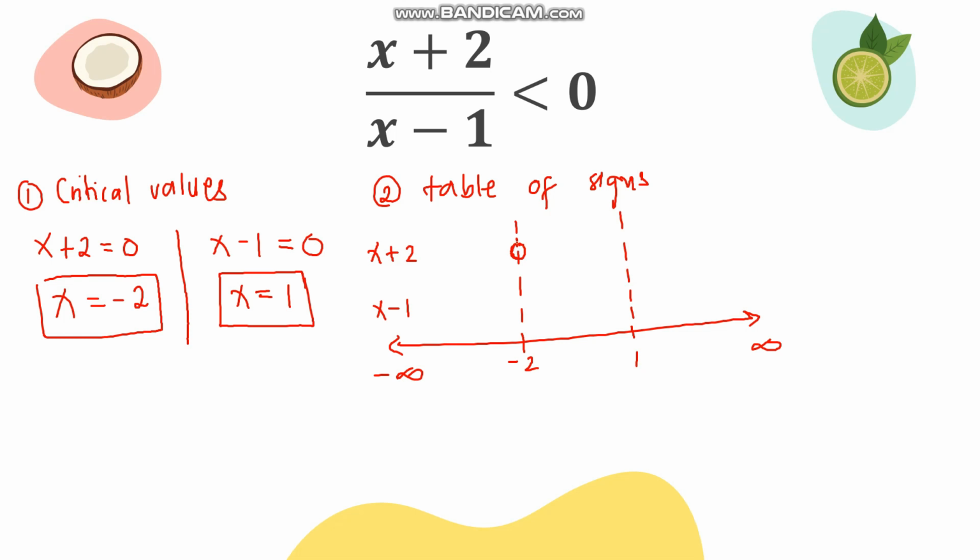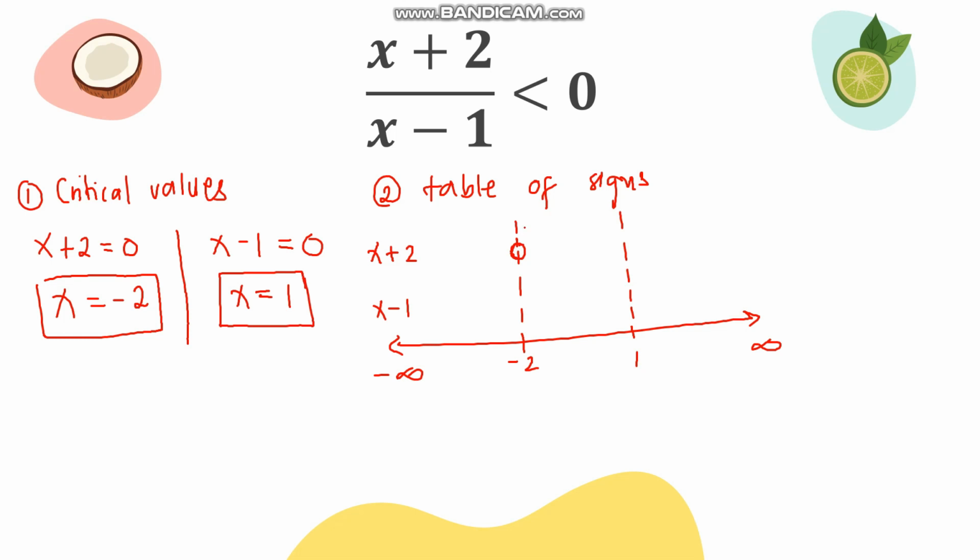Now, since we know that if x is negative 2, then the expression will be 0, we now have to identify what values will make this expression negative and what values will make it positive. Once you already identify the 0, it will be easy for you to identify what values will make the expression negative and what values will make the expression positive. Just remember the number line.